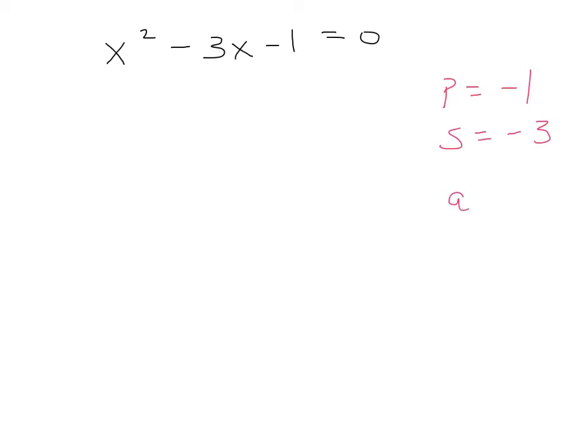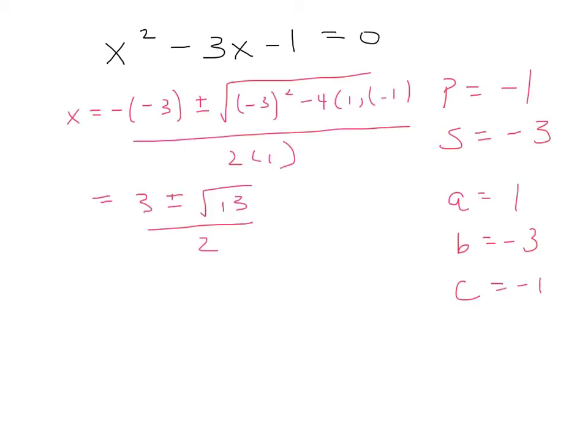Again, label a, b, and c. So a here is 1, b here is negative 3, and c is negative 1. Take an opportunity to pause the video right now so that you can fill out the formula and check your work.